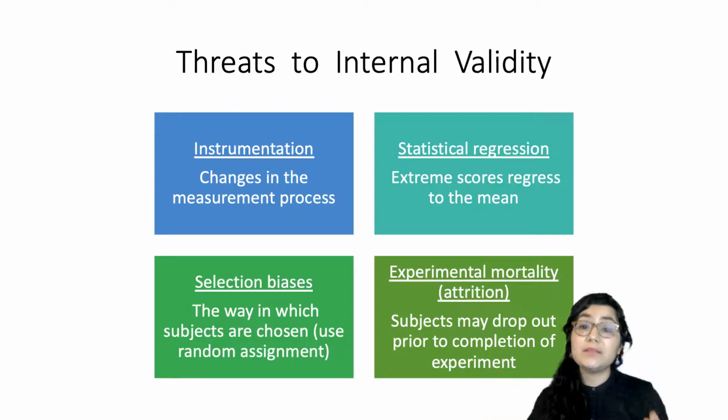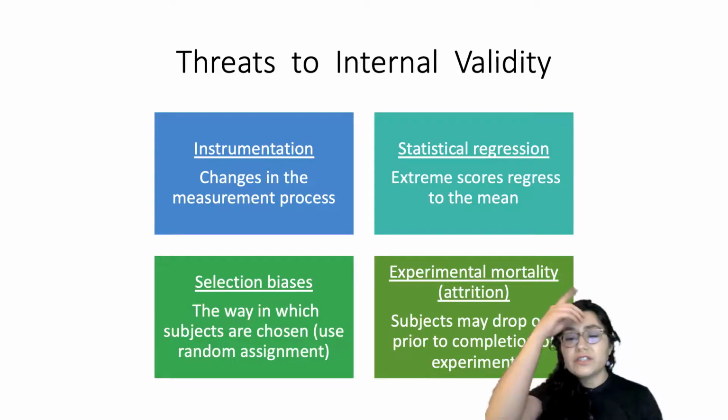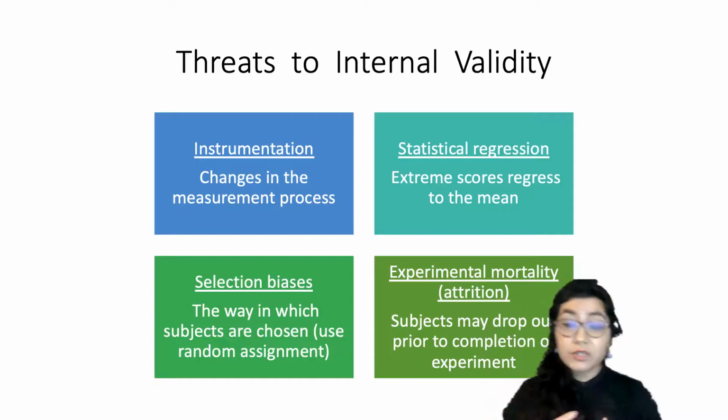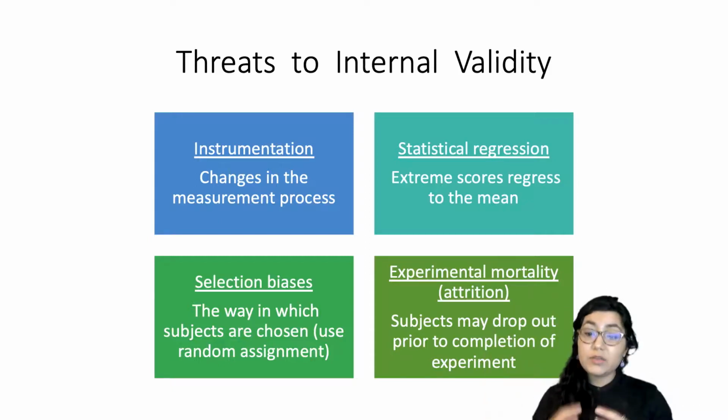And so this is a really big threat to internal validity that we often struggle with, because we can't necessarily force people to do things, right? So that's on the front end of getting research subjects and dealing with our sampling.